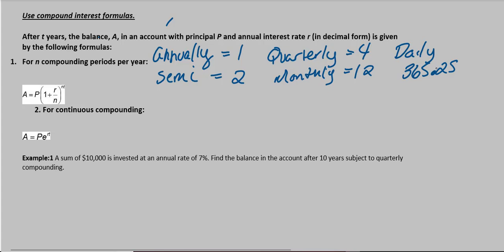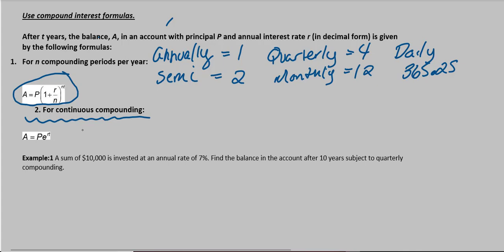a quarter. So we use this formula right here if we are needing to use a compound interest and it's compounding so many times per year. Now, if we were really good, then we could use a continuous compound interest. The continuous compound interest is A equals P e to the rt.